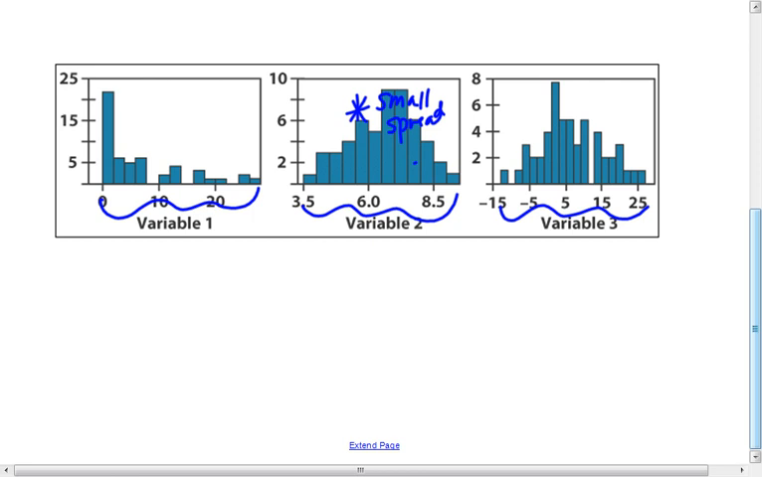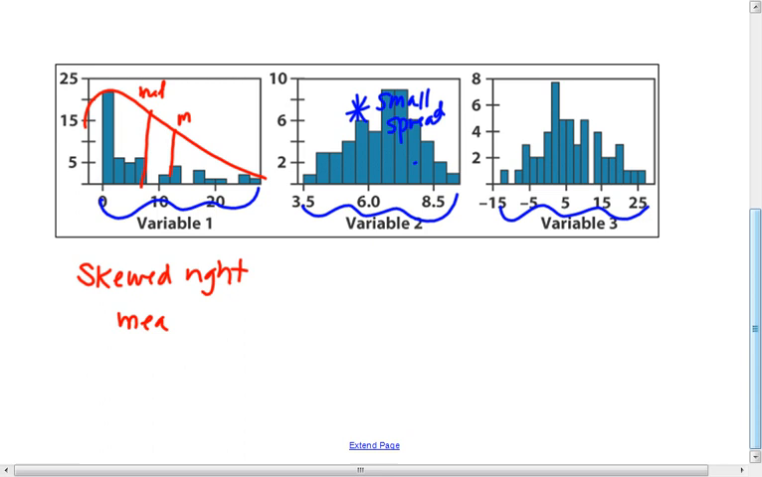This one is clearly, strongly skewed right. And because it's skewed right over here, the mean gets pulled to the right. So if this is the median, this has to be the mean. The mean is going to get pulled to the right because it is skewed right, so I know that the mean has to be significantly bigger than the median.